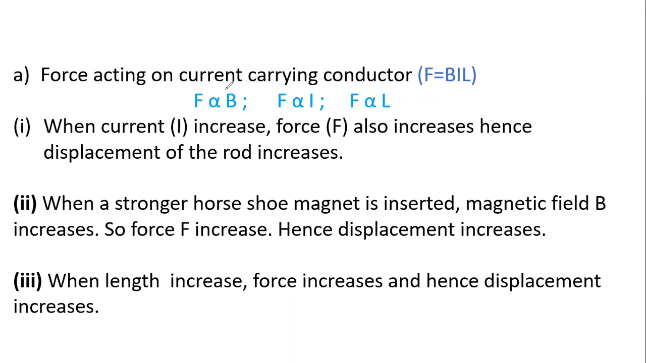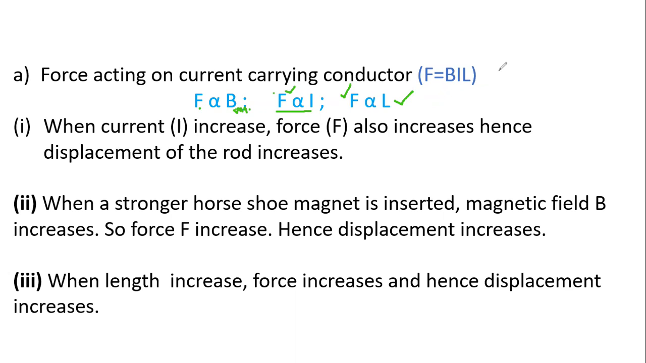Force acting on a current carrying conductor is directly proportional to the magnetic field. Always, how much force is produced is directly proportional to the magnitude of the magnetic field. Also, force is directly proportional to the current. If we pass more current through the wire, force will be more. If less current, force will be less. Then if you take a very lengthy wire, then force will be more.